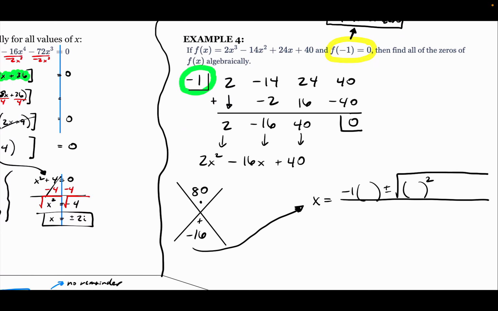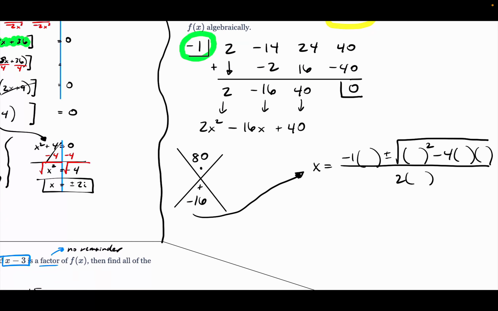For trinomials, as long as you use it correctly, as long as you put the correct spots, A goes where A goes, B goes where B goes, C goes where C goes, and then do your calculations correct, it will work. So A is 2. B is -16. C is 40.